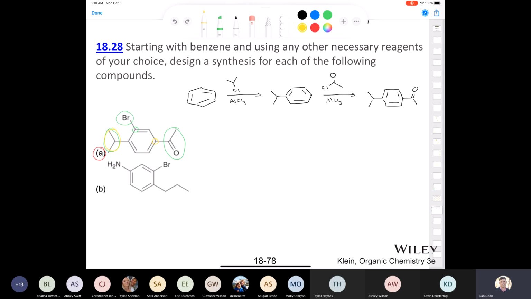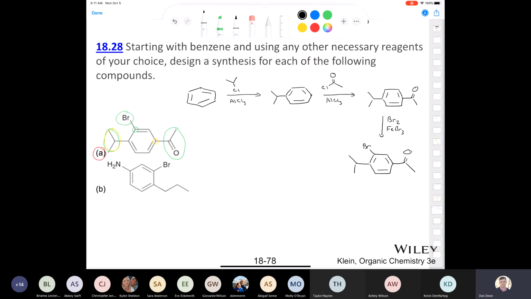And so now we can install our bromine, and for that we're going to use bromine and either FeBr3 or AlBr3. Either way, we're going to end up with this molecule. So there we go with our bromine in the correct position. Here's our isopropyl, and there's our acyl group, like that.